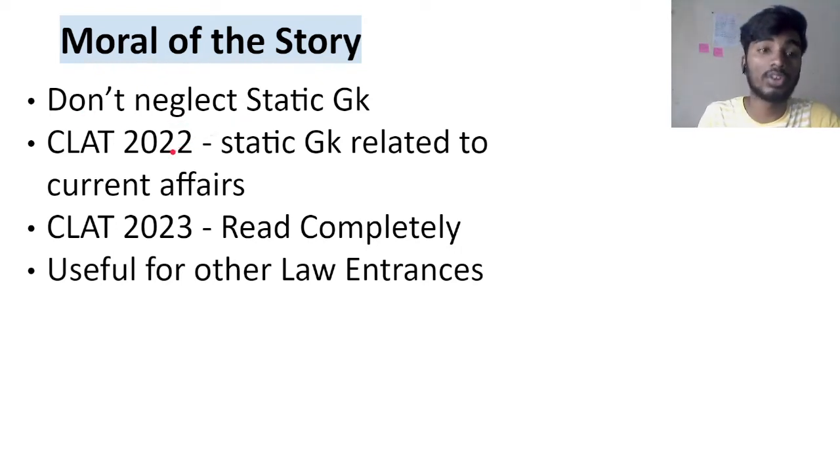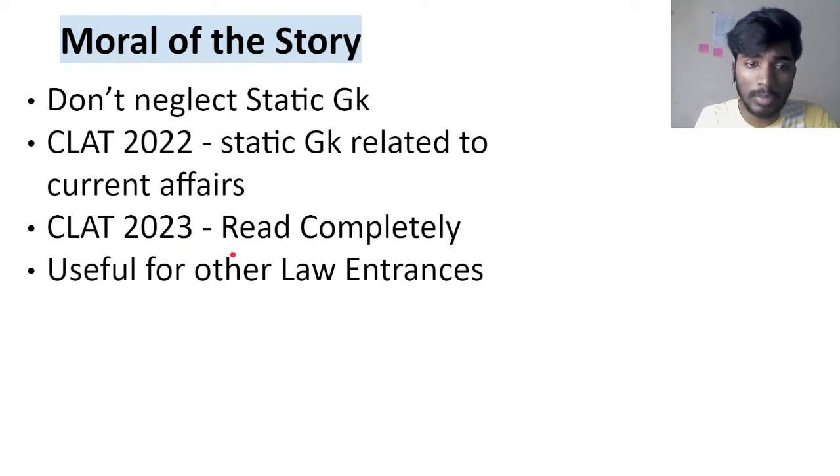For those who are preparing for CLAT 2022, read the static GK which is related to current affairs. Let us say the US presidential election is in the news. Try and understand, research who are the important presidents in the USA, what is the election process, and also try reading the election process of the president in India and who are some important presidents in India.